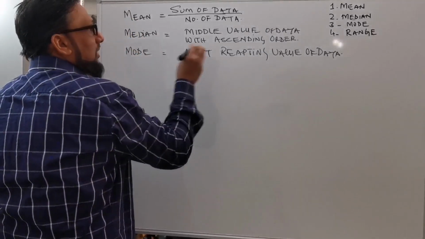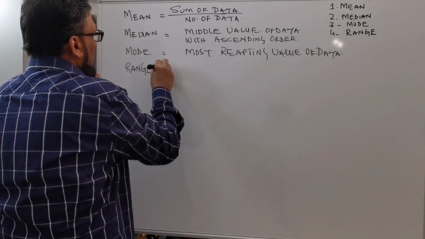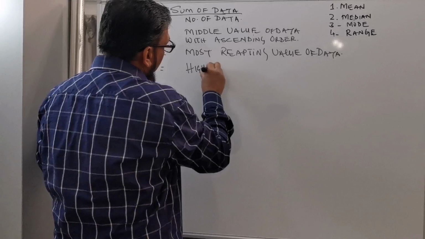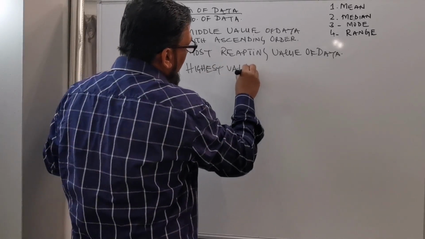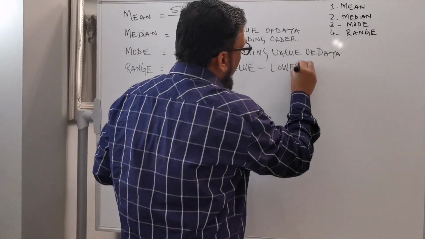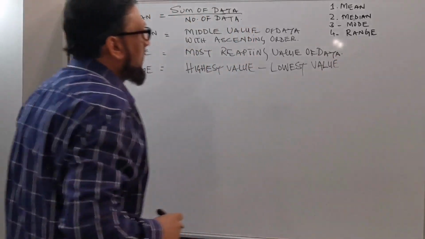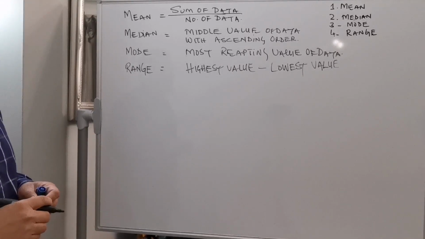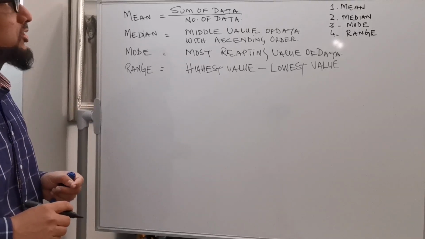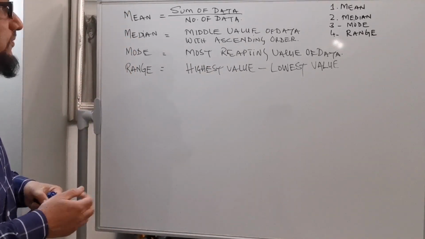And the fourth one is called range. So the range means the highest value of data minus the lowest value, which is called range. So let me take an example to understand the concept of mean, median, mode and range.